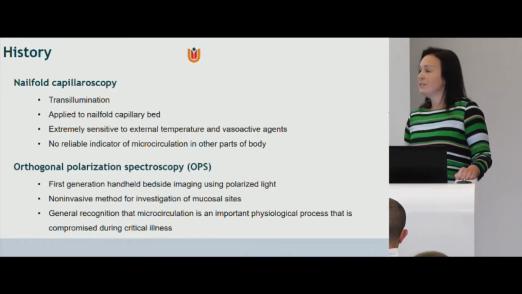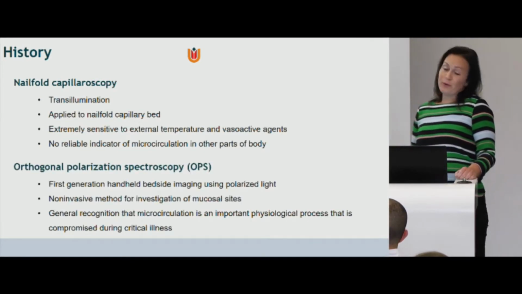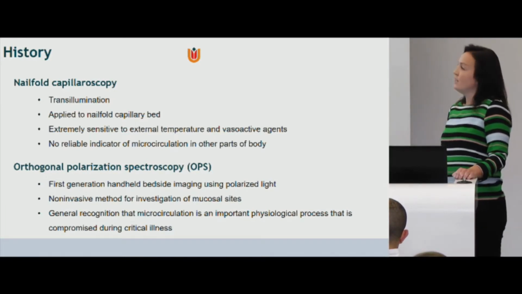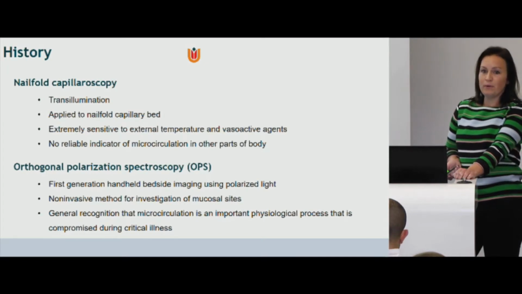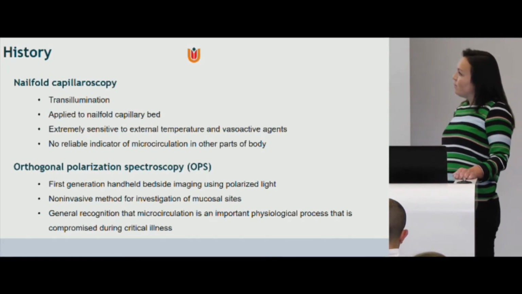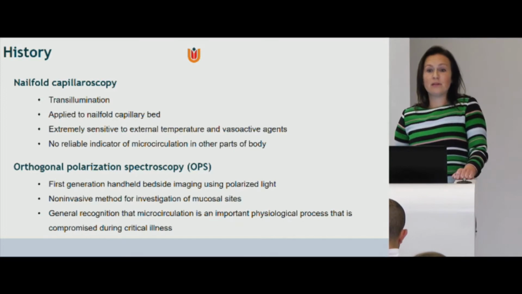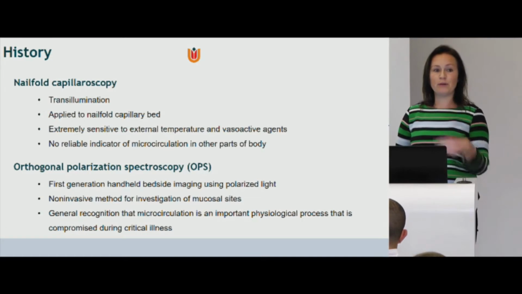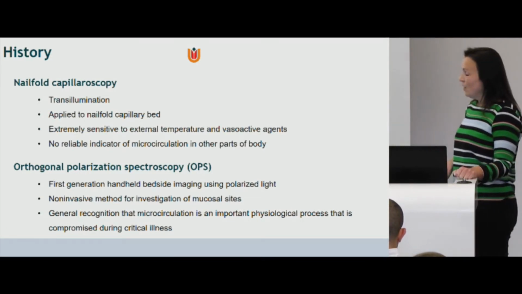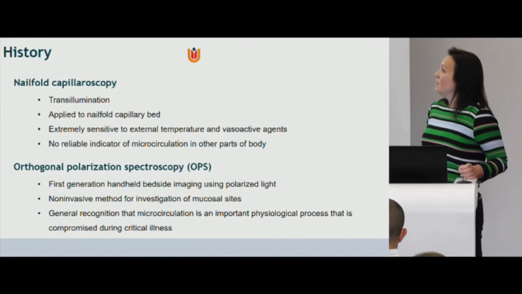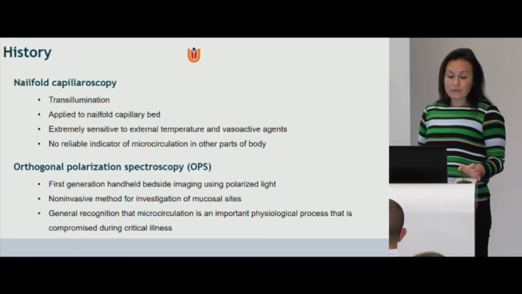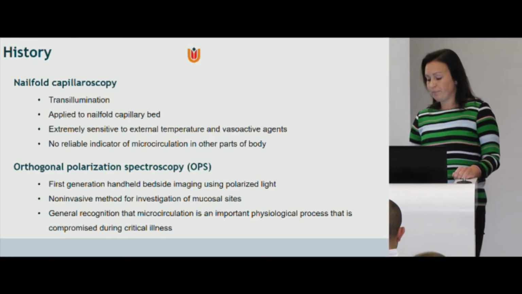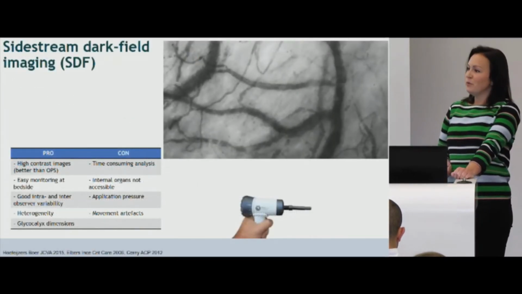It took some years, but then we had orthogonal polarization spectroscopy, OPS. This is what we call the first generation handheld bedside imaging using polarized light. It is a non-invasive method, and it investigates the mucosal side, and most of the research has been performed in the sublingual area, which is the capillary bed under the tongue. From that moment, there was a general recognition that the microcirculation is an important physiological process, which is compromised in critically ill patients. After that, the development went very quickly.